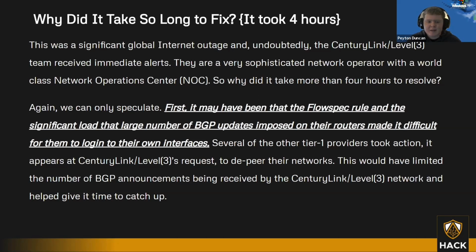So Cloudflare tried to speculate. They speculate that it may have been that the flow spec rule and significant load, that the large number of BGP updates, yada, yada, yada. I'm not going to go into the details of how flow spec and BGP updates work. Generally speaking, they saw a ton of BGP traffic coming out of CenturyLink, say 2 to 3 times as much as normal. They think that it's the result of CenturyLink trying to put in place a flow spec rule. That didn't go well. And so they assumed that as a result of the flow spec change, an outage occurred.